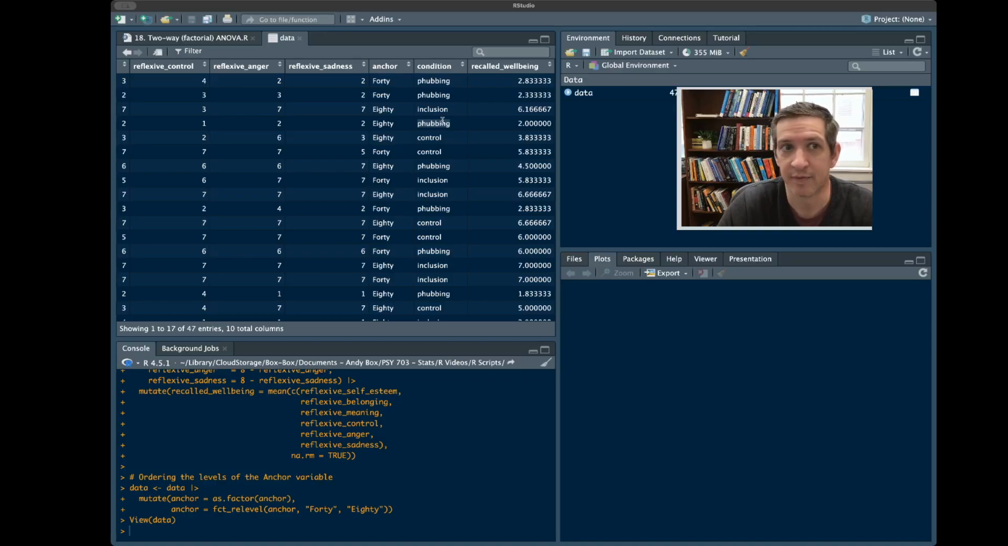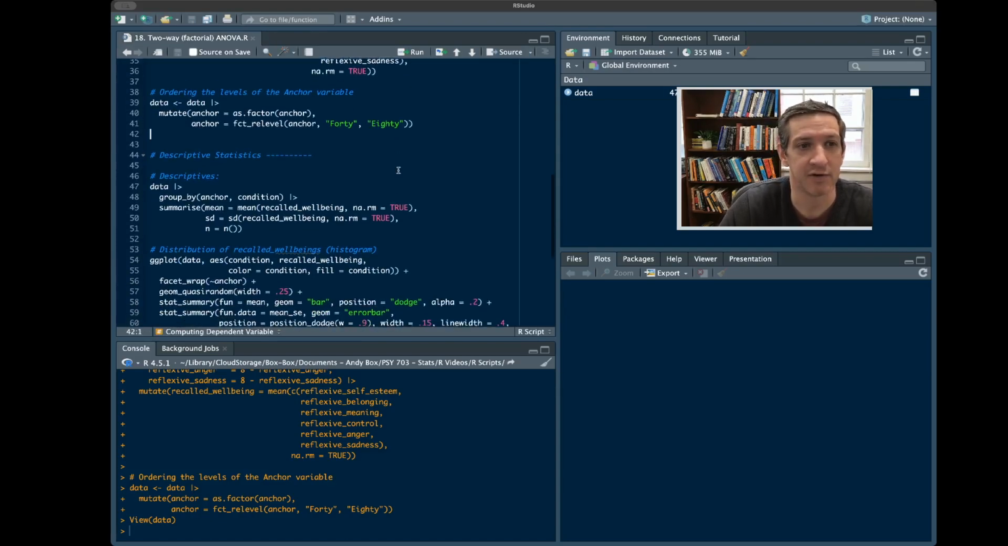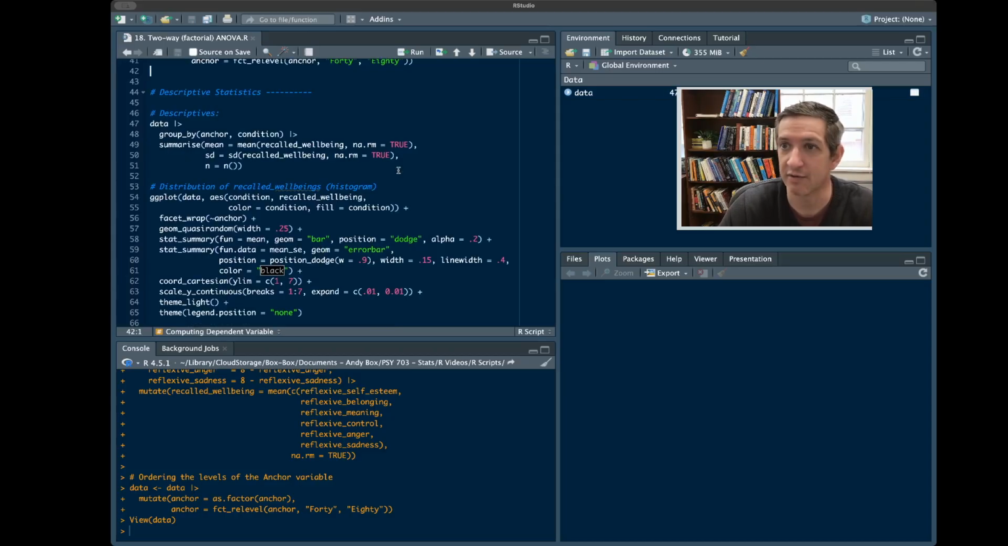So the questions that we are able to answer with these variables here are: overall, does condition matter? Overall, does anchor matter? And then in particular, is there an interactive effect between condition and anchor? Does the way that condition matters depend on the anchor variable, or vice versa? That would be a job for a two-way factorial ANOVA. So let's take a look at how to actually go through the steps of running that.